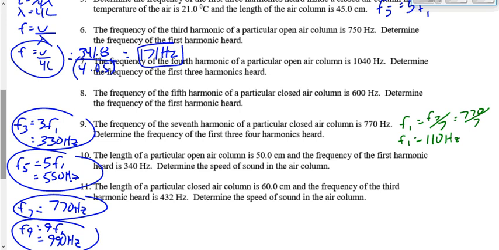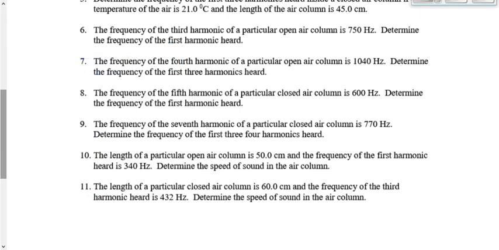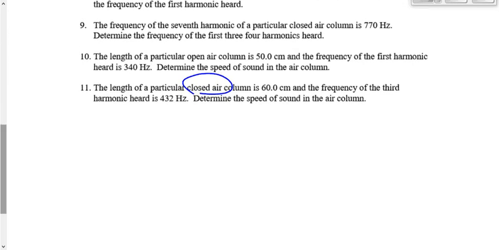Let's also take a look at question number 11, the last one we'll do here today. Right, Rachel? Number 11 says, the length of a particular closed air column, it's a good idea to identify that so that you know which equation to use, is 60 centimeters. The frequency of the third harmonic is 432. What's the speed of the sound in the air column? What's the rule? Go through the first. Get the first.